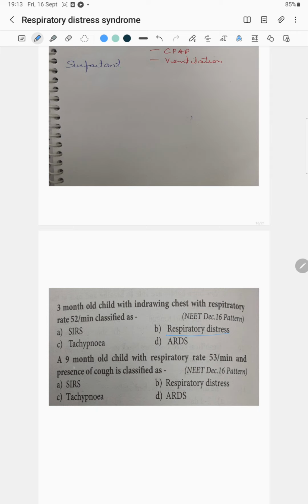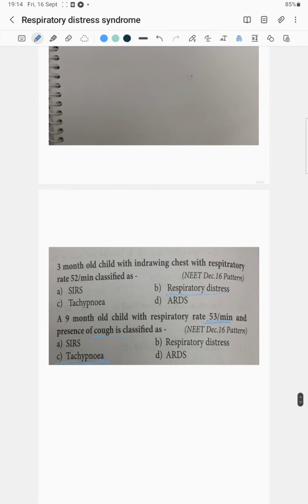Second question: a 9-month-old child with respiratory rate 53 per minute. Similarly, for 2 to 12 months, a respiratory rate more than 50 is considered respiratory distress. So here the respiratory rate is more than 50, so tachypnea is confirmed, but there is only cough. There are no other features like subcostal retraction, grunt, or nasal flaring. So we will not call it respiratory distress. This comes under tachypnea only. So you have to know the catch in this question. They have just changed the question.